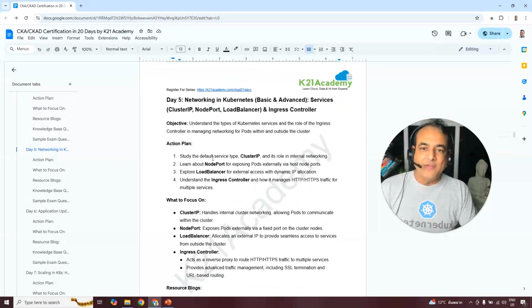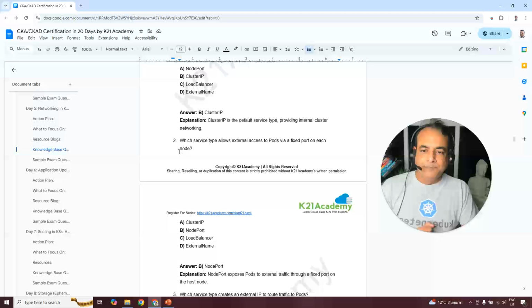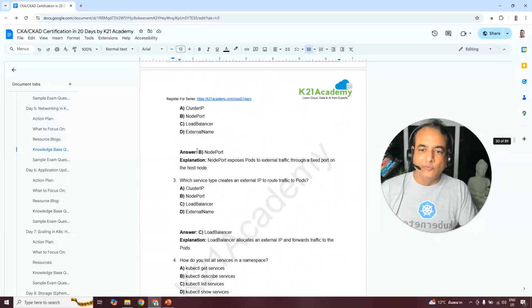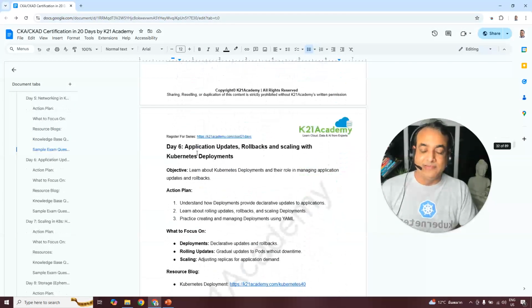Then day 5 is all going to be about networking in Kubernetes, which is an important thing, where we look at both basic networking as well as advanced networking, where we look at services, and there are different types of services in a Kubernetes cluster. And we'll also look at ingress controller, which is layer 7, and what's the difference between normal services and ingress controller, we'll see on day 5. Then we'll look at some beautiful diagrams, and you'll understand it simply on a Kubernetes cluster, especially ingress control. A lot of guys get confused on that.